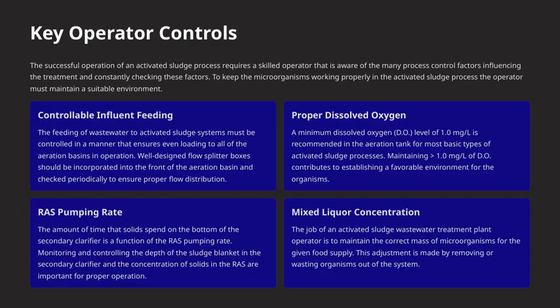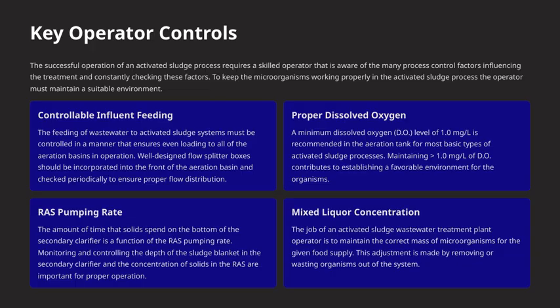Let's talk about some key operator controls that are essential for the successful operation of an activated sludge process. First, a skilled operator needs to be aware of and constantly monitor various process control factors that influence treatment performance. This ensures the microorganisms stay healthy and effective. One of the most important aspects is controllable influent feeding. It's crucial to manage how wastewater is fed into the system so that the load is evenly distributed across all aeration basins. Proper flow splitter boxes are designed for this purpose, and regular checks are necessary to make sure the flow remains balanced.